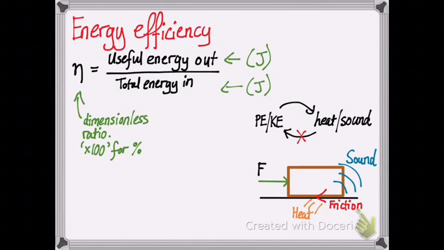This also checks out because the numerator and denominator on the right are both in joules. When you have joules divided by joules, you just get no dimensions. It's also good to note that on the left, efficiency is denoted by the Greek letter eta. It's not a letter N.